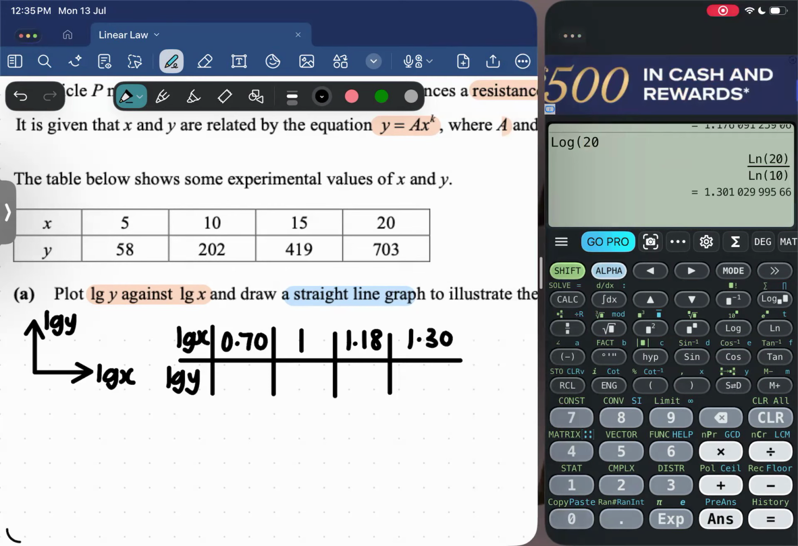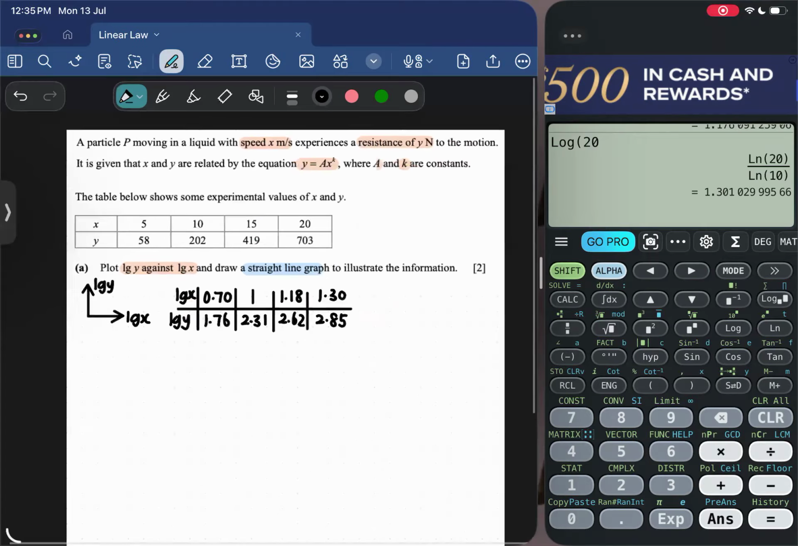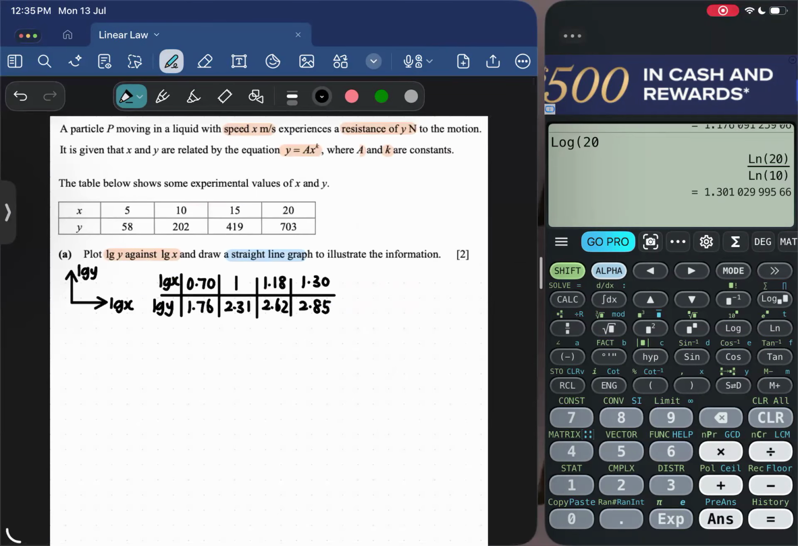Okay, so do the same for y. So you're going to log 58, and so on. I'm just going to fast forward, okay? 1.76, 2.31, 2.62, 2.85. There's no need to give me more decimal places because you cannot really see as well, okay? So if the question never states, usually just do 2dp or 3sf, or you follow the majority. So you see this part here, the largest is 3sf, right? You follow the 3sf from there.